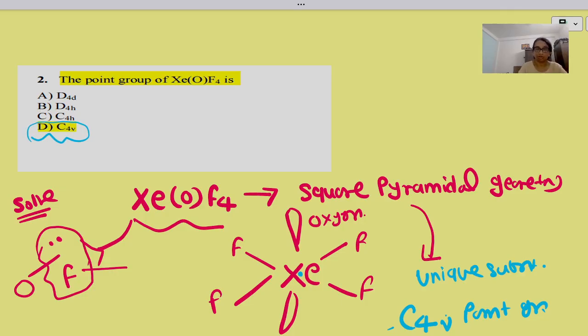You can solve these questions on the basis of concept only. First, learn which point group is based on a unique substituent being present. A unique substitution on the axis belongs to the C4V point group.